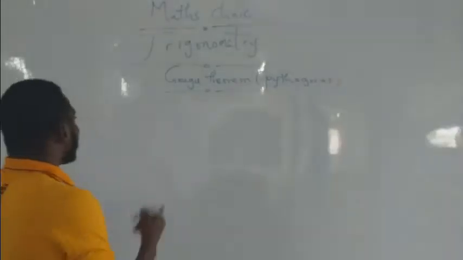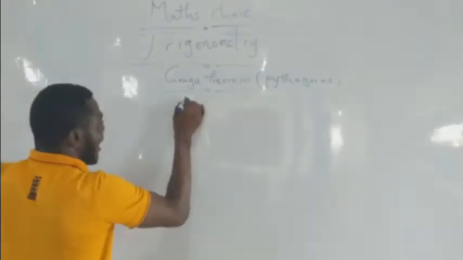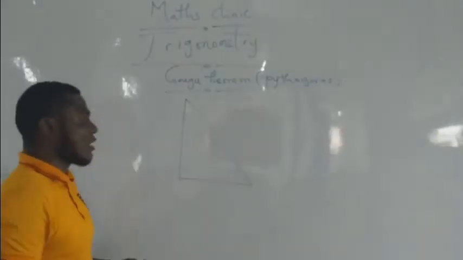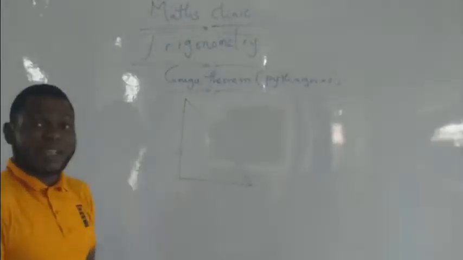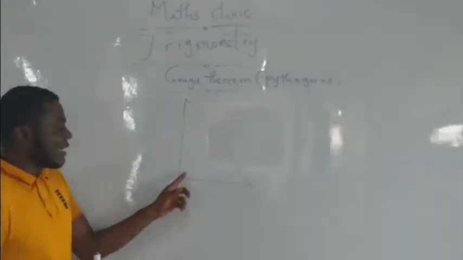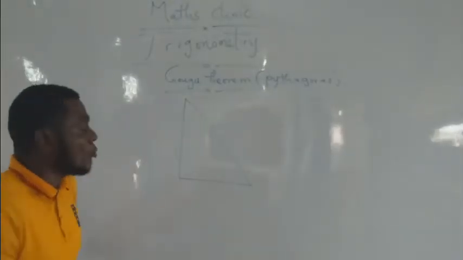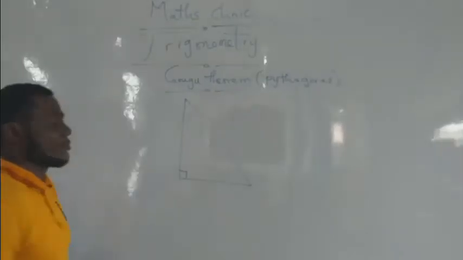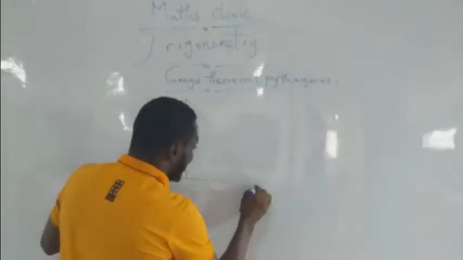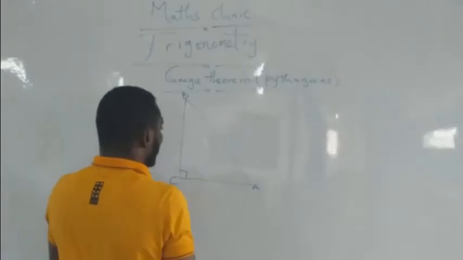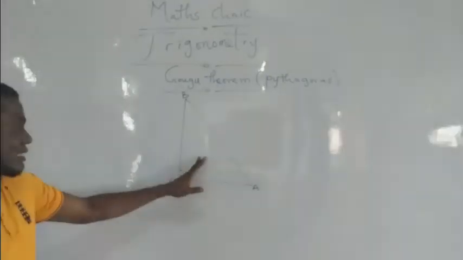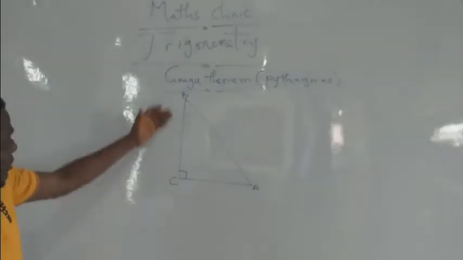Let's go. This is a right angle. Is this a right angle triangle? This is not a right angle triangle, because there's nothing to indicate here that this is a right angle triangle. But if I add this to it now, this is a right angle triangle. So let's call this A, B, and C. The right angle is at C. So this is 90 degrees. This is a perpendicular line.